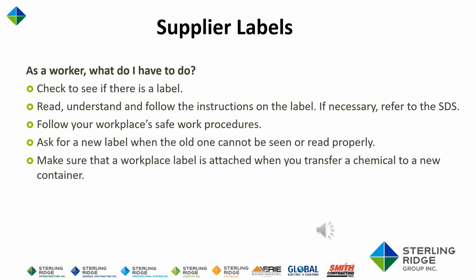As a worker, what do I have to do? Check to see if there is a label. Read, understand, and follow the instructions on the label. If necessary, refer to the SDS. Follow your workplace's safe work procedures. Ask for a new label when the old one cannot be seen or read properly. Make sure that a workplace label is attached when you transfer a chemical to a new container.